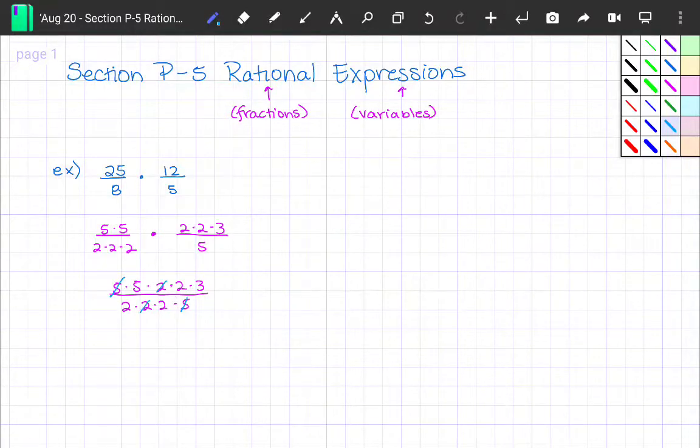There's a 2 over 2, which is 1. A 2 over 2, which is 1. And I'm just multiplying by a whole bunch of 1s. So I can take what's left. And in the numerator, 5 times 3 is 15. And in the denominator, I just have a 2. And the nice thing is, it's already simplified. Since I found all the common factors in the top and bottom, I have actually already simplified this thing.